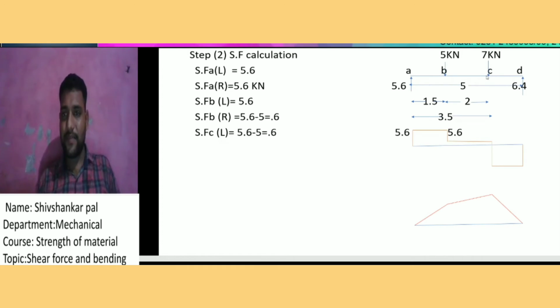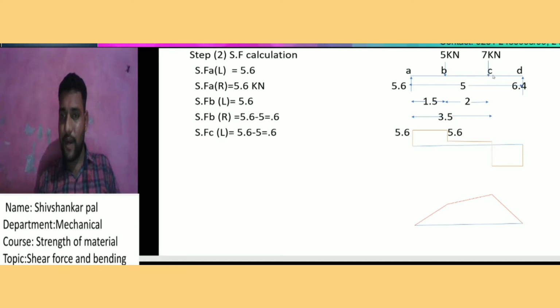So our next step is when I am situated at the left-hand side of point C. At that time I see two forces, one is 5.6 and the other is 5 kN. When I am situated at point C left, I see 5.6 minus 5, the two loadings on the left-hand side of point C in our beam. That difference is equal to 0.6.